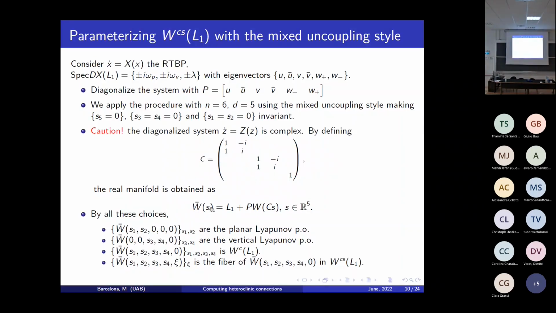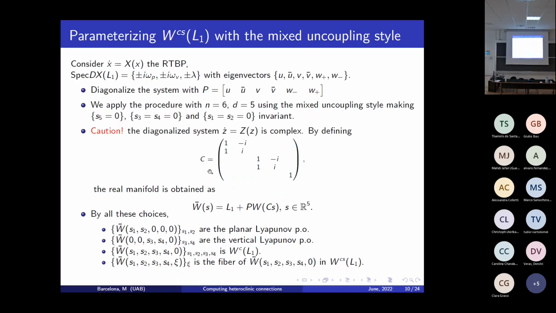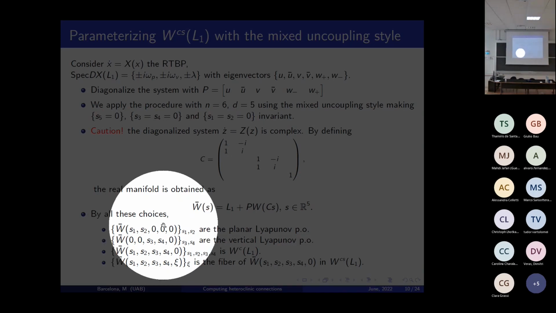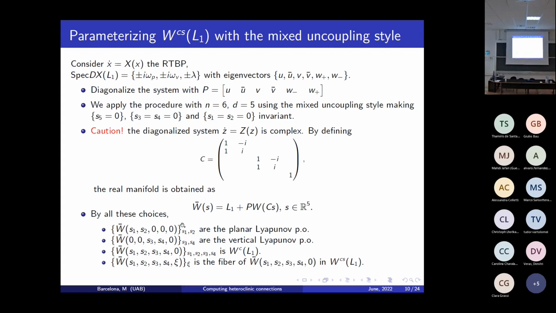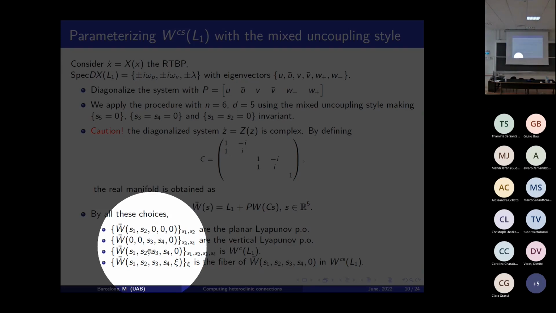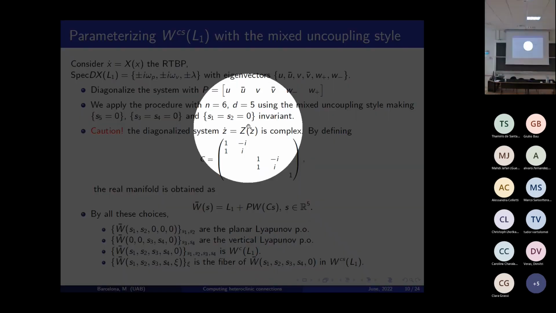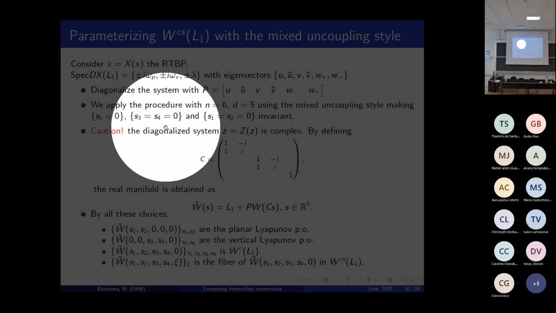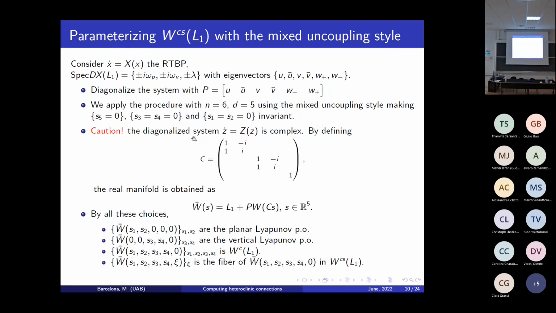So at the end, thanks to these choices of indexes, our real manifold will have that when S1, S2 and S3, S4, S5 are equal to 0, we describe the planar Lyapunov periodic orbits, and S3, S4 describe the vertical Lyapunov periodic orbits, thanks to this choice of indexes and the order of the matrix P. And when S5 is equal to 0, S1, S2, S3, S4 describe the central manifold of L1.